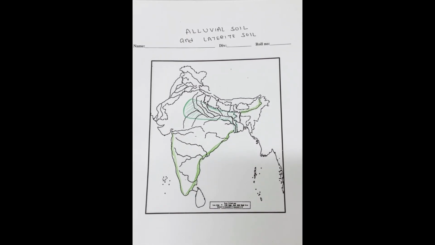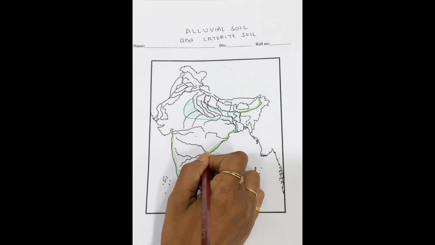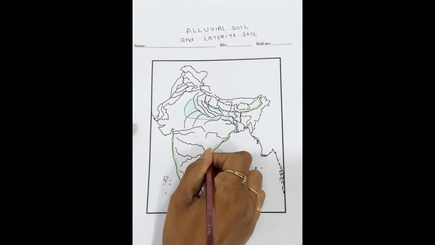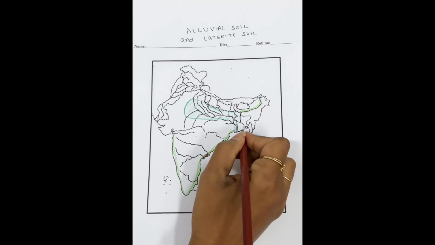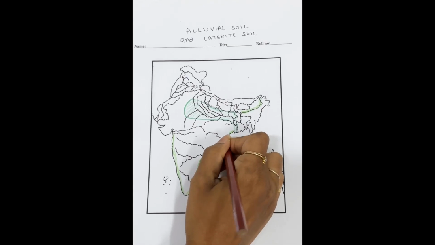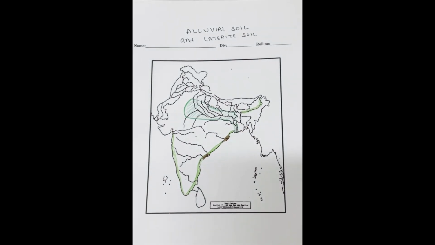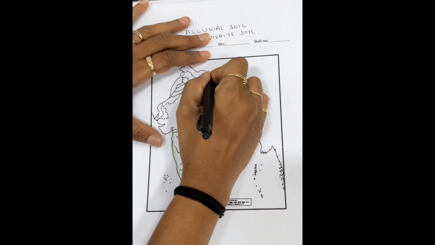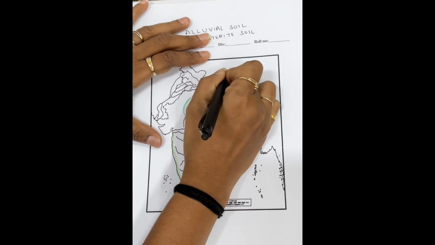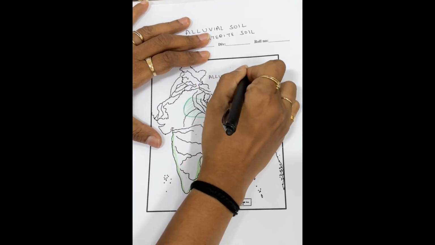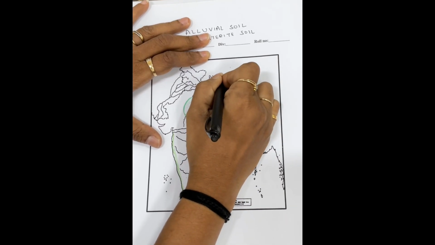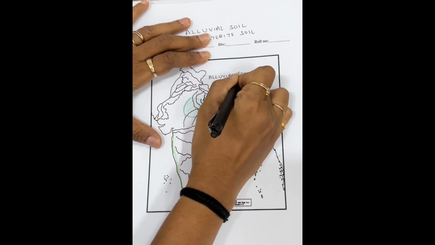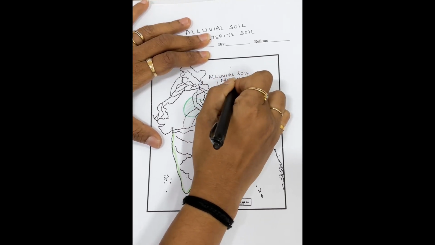Also remember one thing, sometimes you will have to mark only deltaic alluvial. So this is our deltaic alluvial which is on the mouth of river. So this is also deltaic alluvial. So this area is alluvial soil in northern plains or in north.